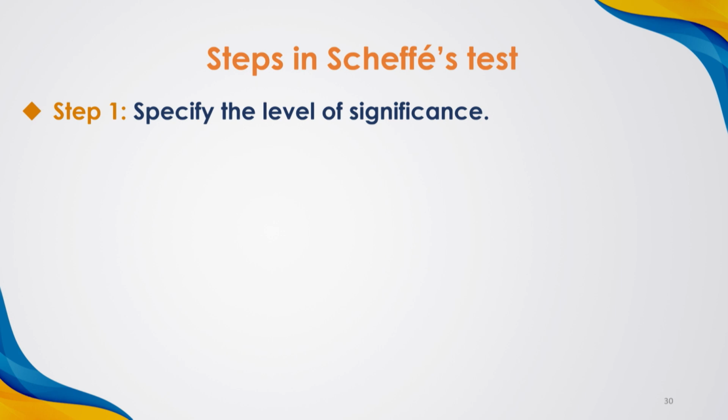Let us understand Scheffe test by step procedure. The first step is you have to specify the level of significance which is similar to the one-way ANOVA. Suppose in your one-way ANOVA you have specified the level of significance as 5%, then you have to fix the level of significance as 0.05.